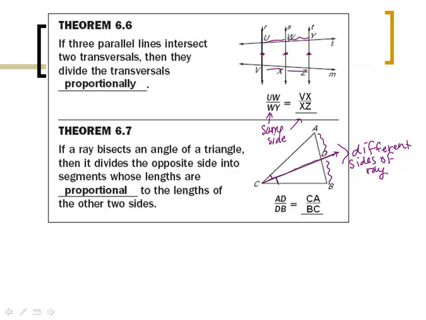Okay, so AD over DB equals CA over BC. You've got to remember the two pieces on the different sides of the ray, but that are on the same side of the triangle, you've got to put them together.